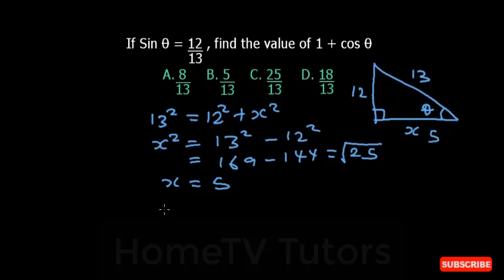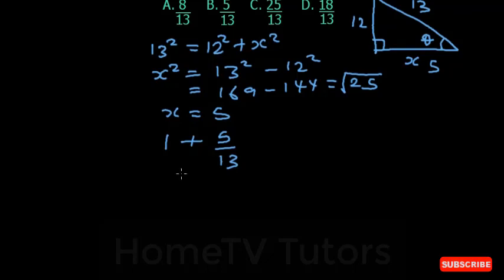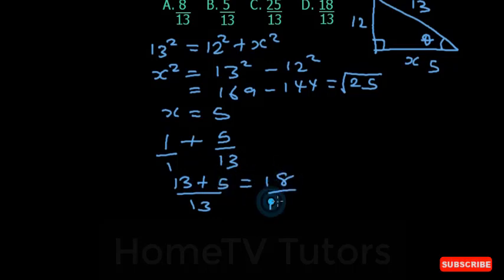Then to find this value, 1 plus, for cosine, it's adjacent over hypotenuse. So this is 5 over 13. So we now have 5 over 13, right? So we can solve that: 1 over 1 plus 5 over 13. Then the LCM will be 13. 13 times 1 is 13, plus 5. So we have 18 over 13. Okay, so the answer option D is the right answer.